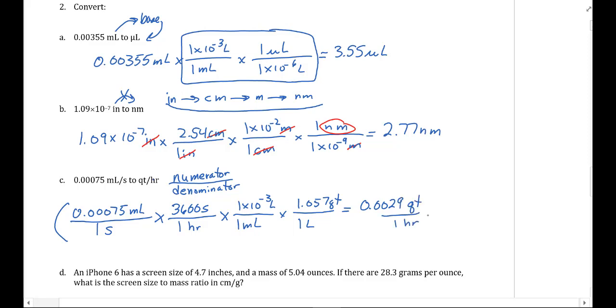We can check those units pretty easily. The units of seconds reduce to 1 and cancel out, milliliters reduce to 1 and cancel out, and liters reduce to 1 and cancel out. And so the problem is left with quarts per hour as the units.